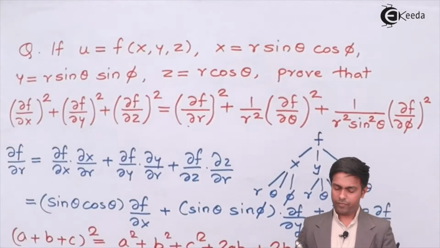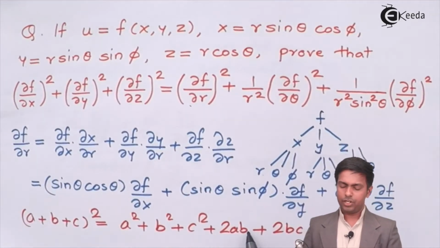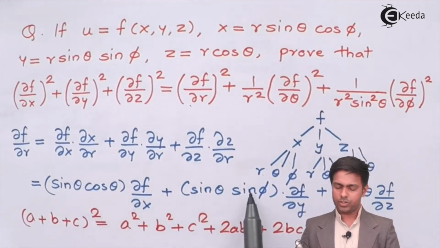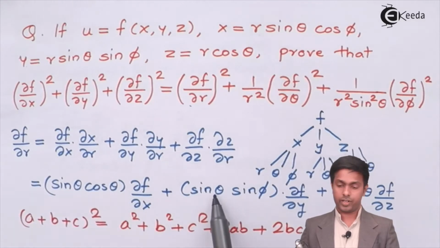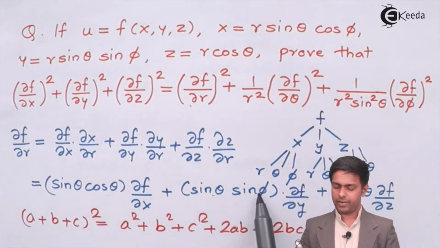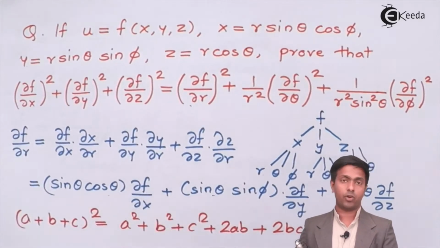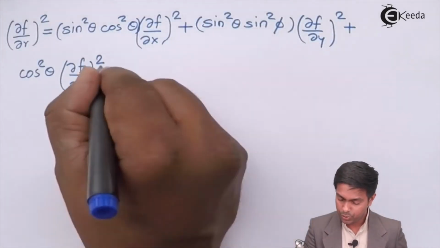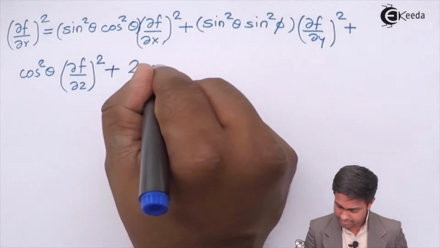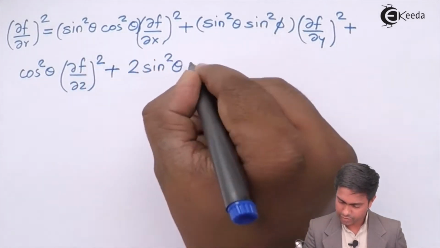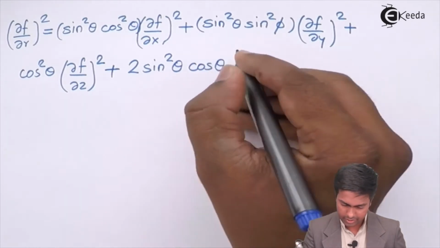Now we'll find out this 2ab. So 2 into this. So sin theta, sin square theta, then cos theta sin phi, and we also have 2 and del f by del x, del f by del y also. So here we'll get 2 times sin square theta cos theta.